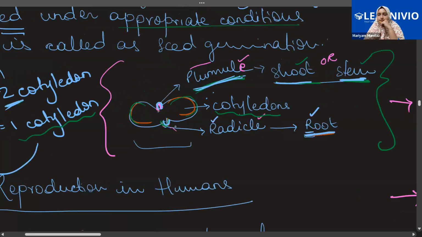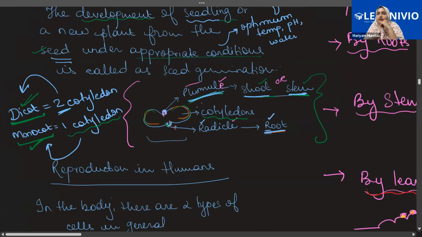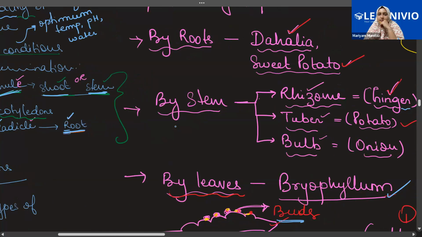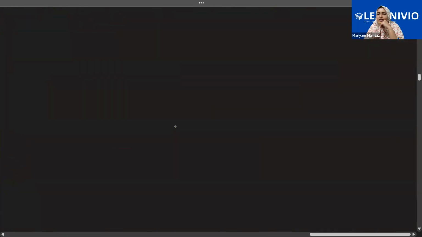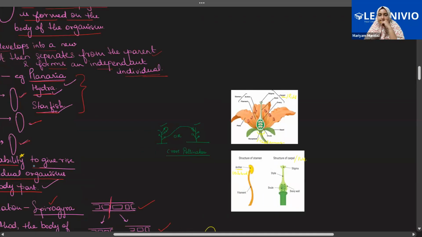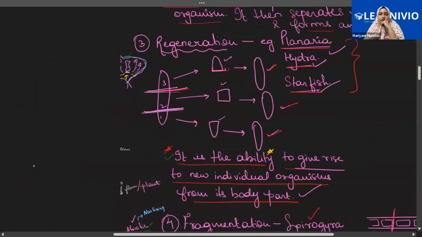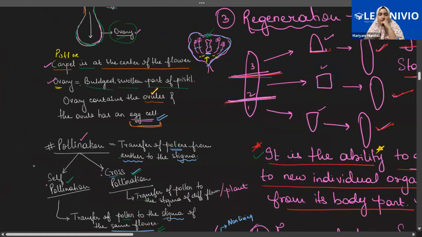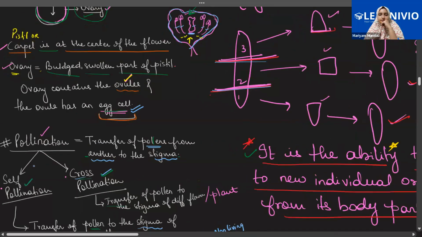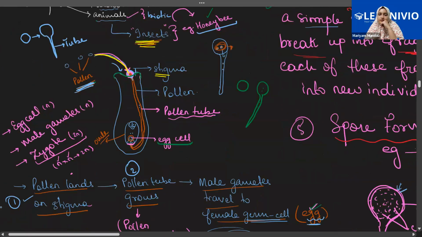Got it? Also, did you draw this diagram in the previous class, the flower one? This one? All right. So you have to write down from here, right? Okay, now you can note it down.